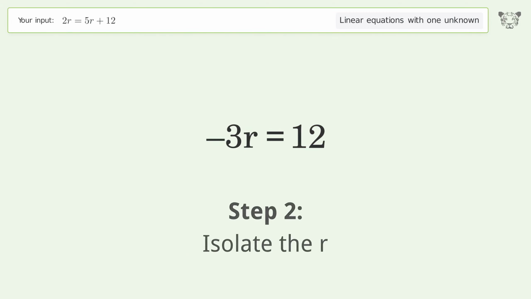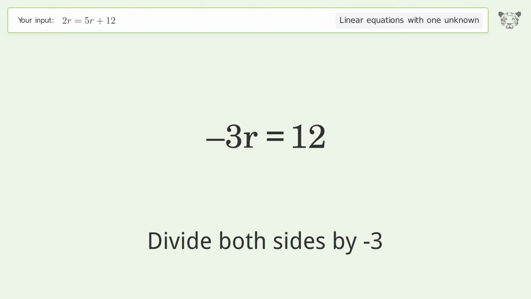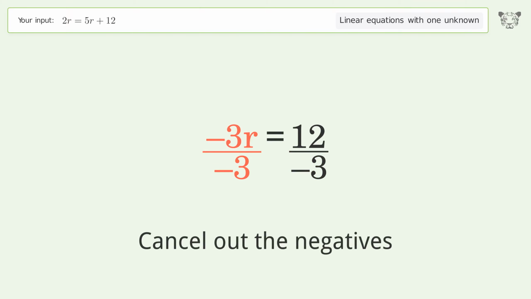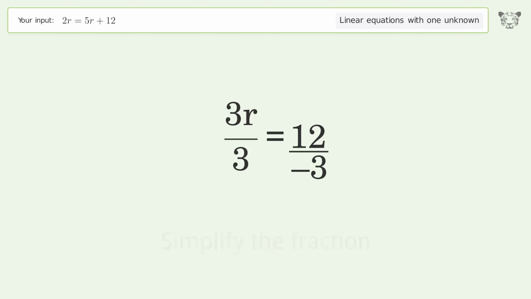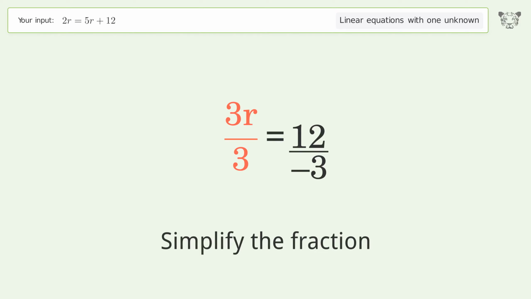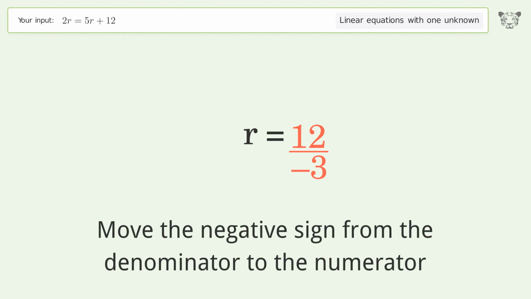Isolate the r. Divide both sides by -3. Cancel out the negatives. Simplify the fraction. Move the negative sign from the denominator to the numerator.